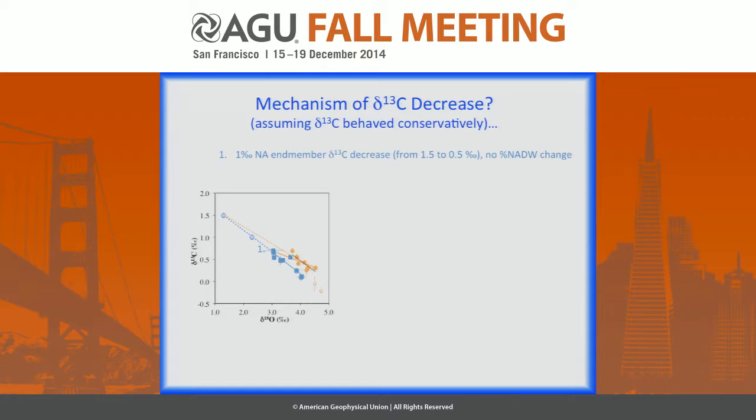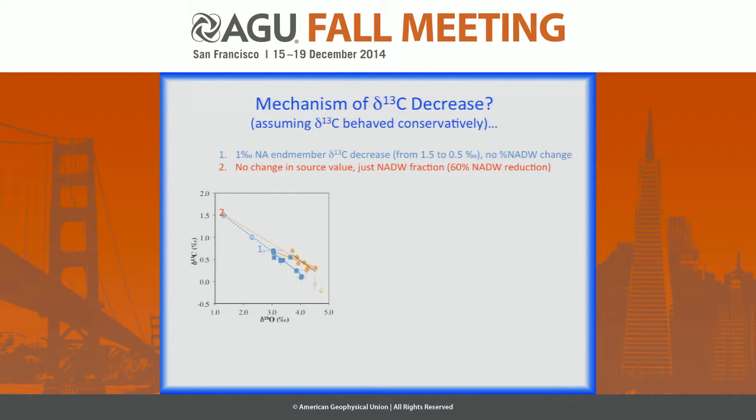So with that background, we're going to investigate the cause of the Delta C13 decrease, and first we're going to assume that Delta C13 behaved conservatively. So our first scenario is that these mixing lines shown by straight lines are the right mixing lines, and they would imply that there was a 1 per mil decrease in the Delta C13 value of the North Atlantic deepwater end member, and that the entire Delta C13 change at our shallow North Atlantic sites, therefore, was due to this decrease, and there was no change in the fraction of North Atlantic deepwater to those sites.